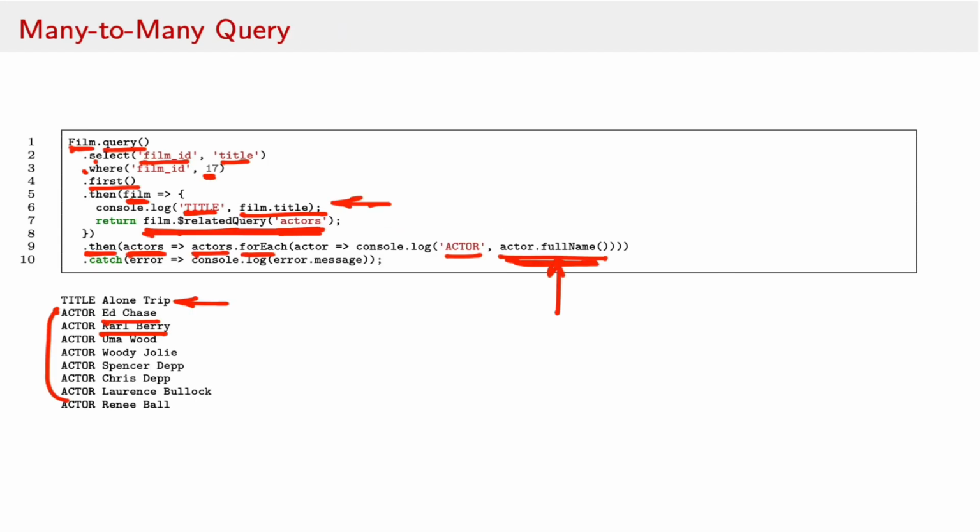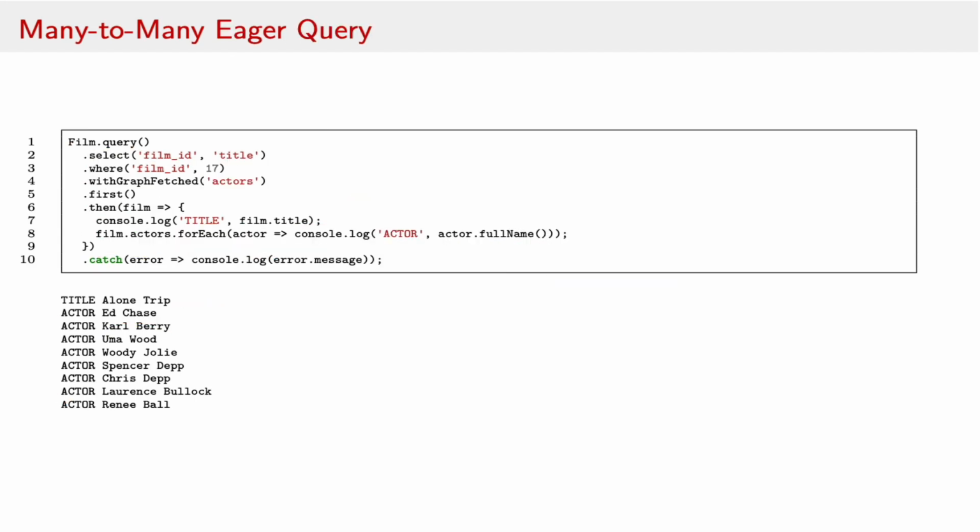Finally, this was, of course, a lazy query. We can also do an eager query. So same basic parameters. I'm going to get the ID and the title. I'm going to get the film ID. I'm going to select by the film ID. And now I'm going to do my eager fetch with graph fetched from actors. And the result of that is going to be a single film instance or object that's going to contain an actors attribute that will itself have an array of actors stored in it.